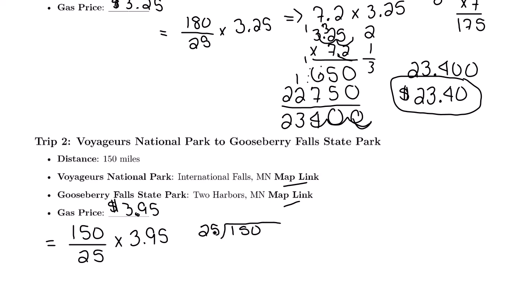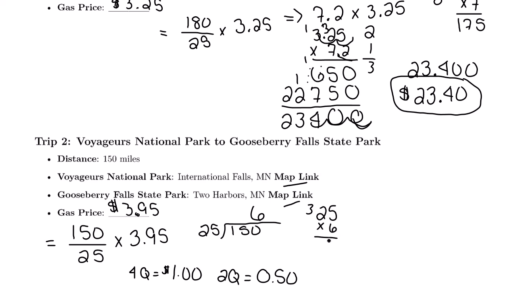Now remember, there are 4 quarters. Let me write that here. 4 quarters equal $1. All right, so 2 quarters equal 50 cents. So 4, 5, 6. Let's try 6. 25 times 6, 30, 12, 13, 14, 15. Perfect. Minus 150. Okay.